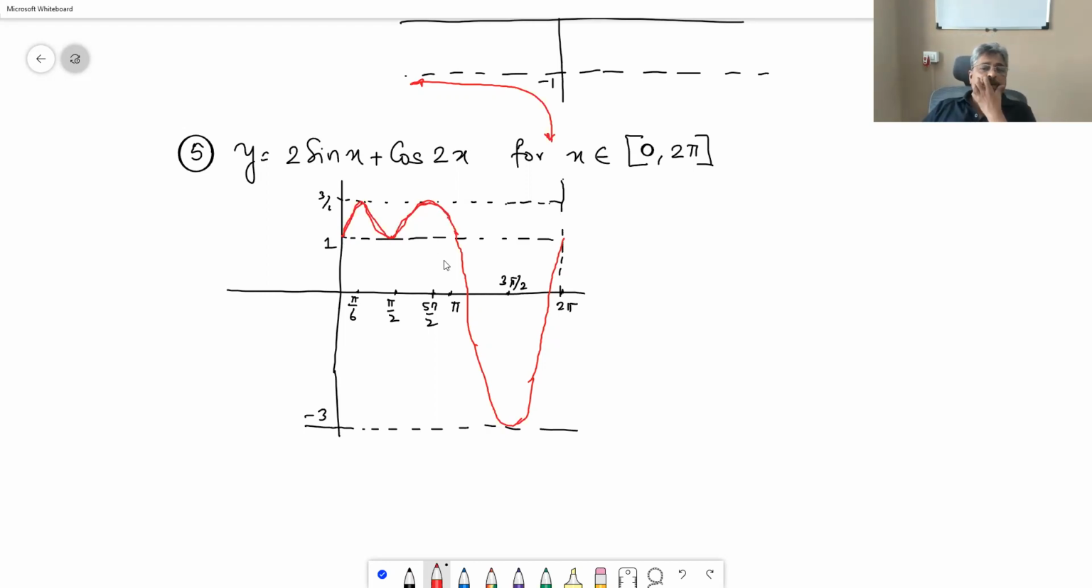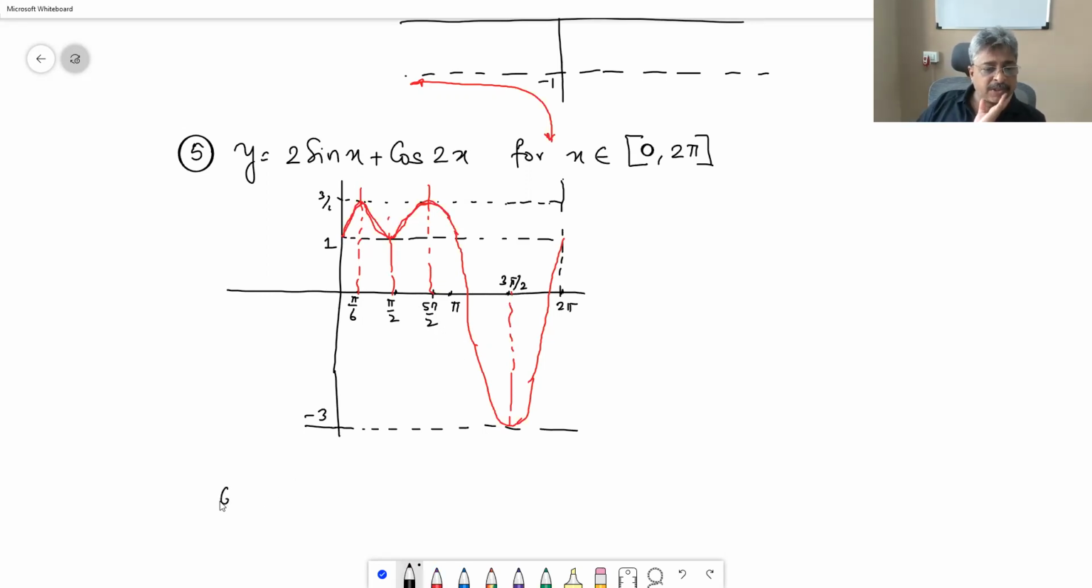Okay, so the graph is going to look like this. This is pi by 2, this is pi by 6, this is 5 pi by 2, and this is 3 pi by 2. बघा जमते का? That is how it is going to look like.